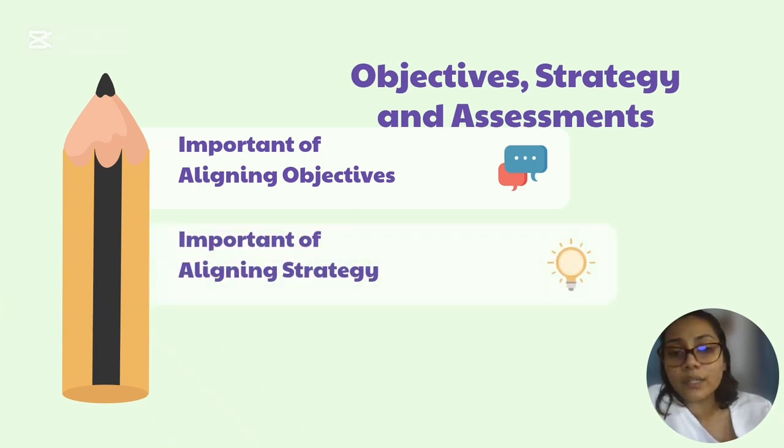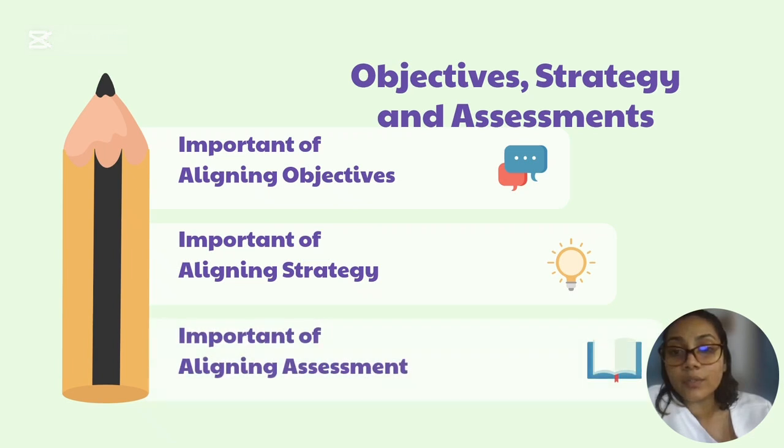Now we will be looking at the importance of aligning strategies. Teaching activities match the learning goals. Lessons become more organized and effective. It supports different learning needs through intentional planning. And now we will be looking at the importance of aligning assessments. Assessments measure exactly what was taught. It ensures fairness and consistency, and it also helps track whether students met the learning objectives.